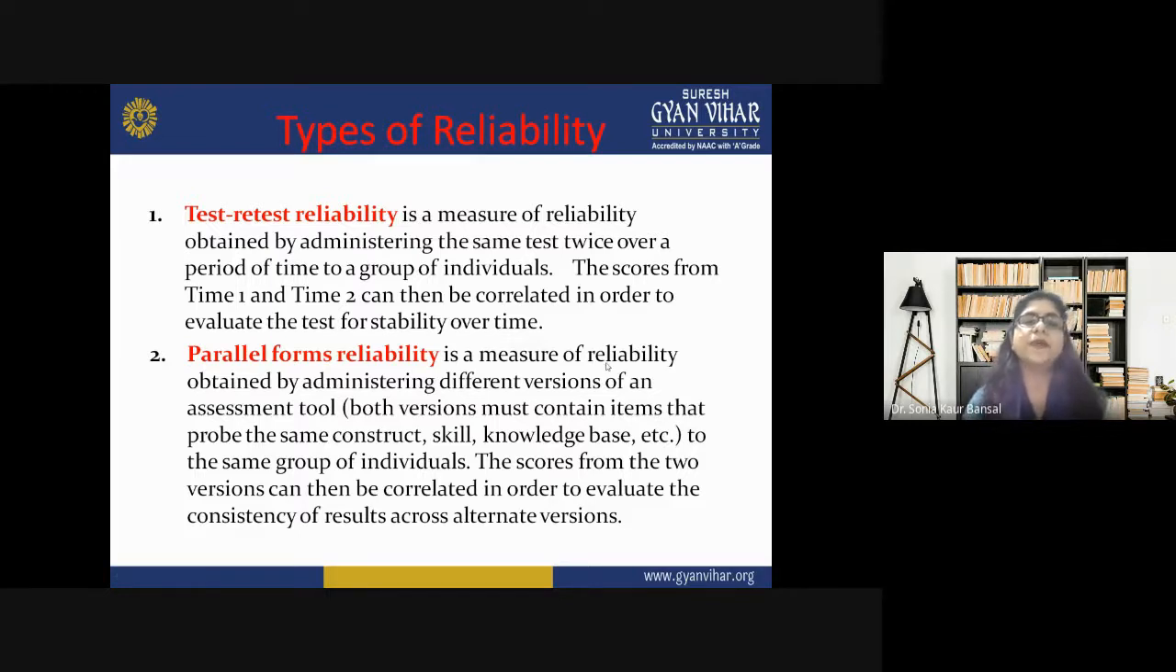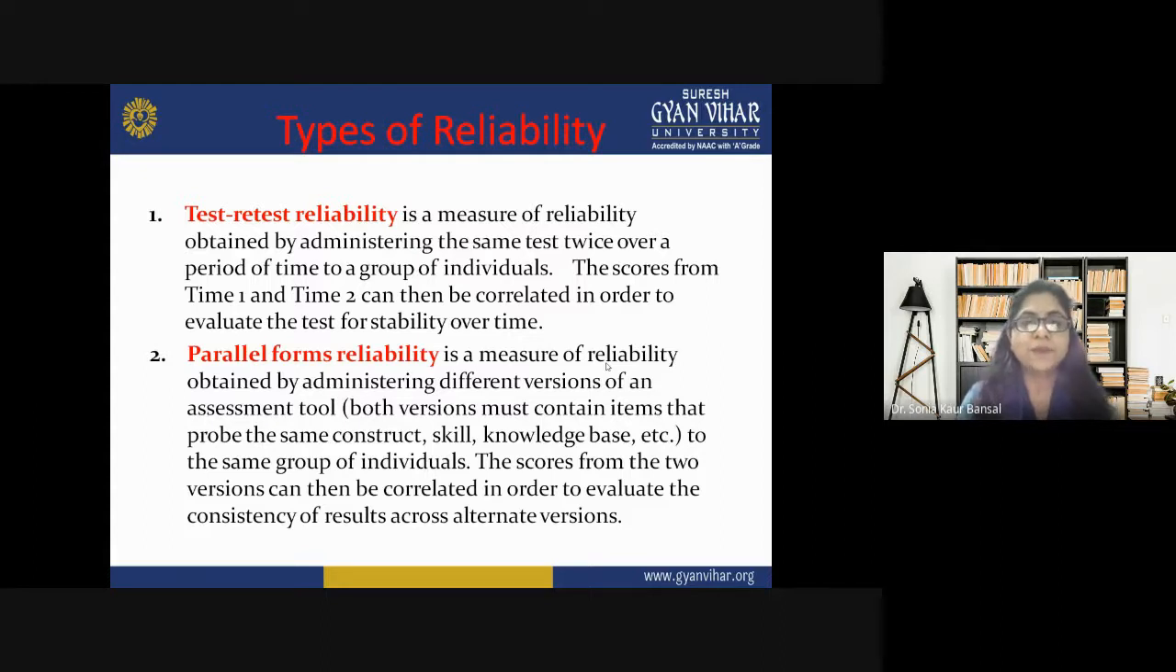So the first type is test-retest reliability. It is a measure of reliability obtained by administering the same test twice over a period of time to a group of individuals. The scores from time 1 and time 2 can then be correlated in order to evaluate the test for stability over time. So this is called the test-retest reliability method.